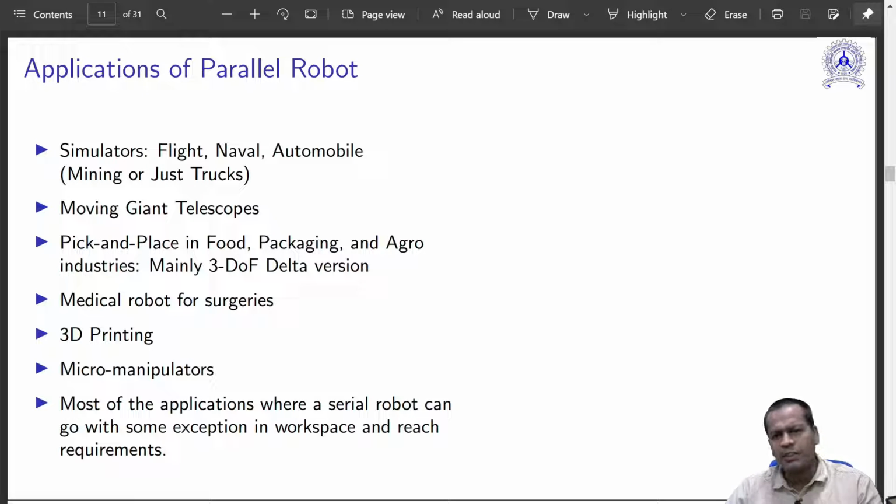So why am I stressing so much upon parallel robot? Because in the same space you can get more power. So the power by weight ratio for this type of robots is a little more. Okay, so that is one of the advantages, and in the lab you can have some advanced studies which a serial robot may not be that capable of giving those knowledge to your students.